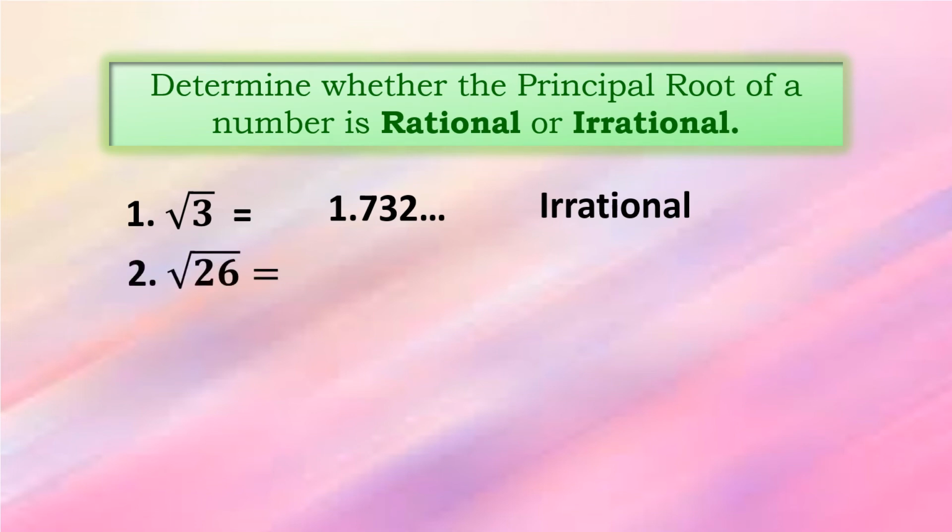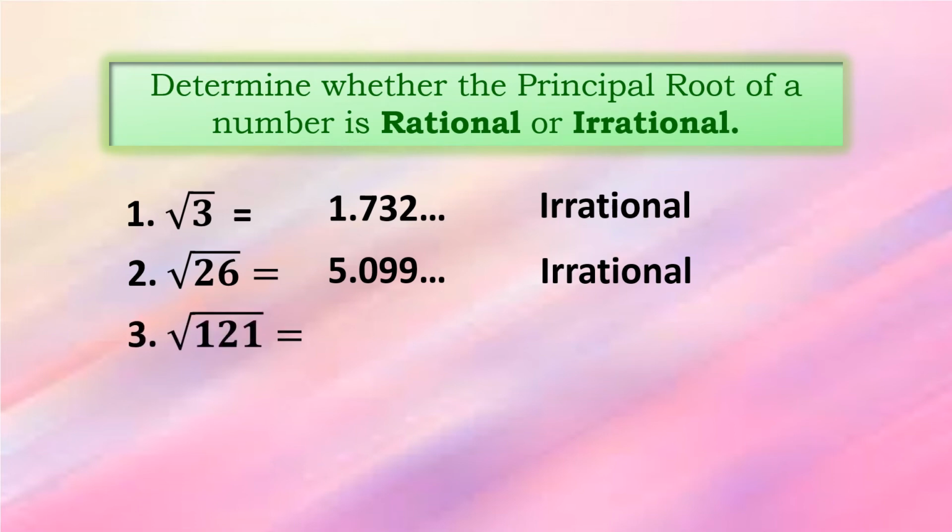Number 2. Square root of 26. What's your answer? The correct answer is irrational. Number 3. Square root of 121. What's your answer? Since we extracted a rational number, which is 11, the principal root is rational.